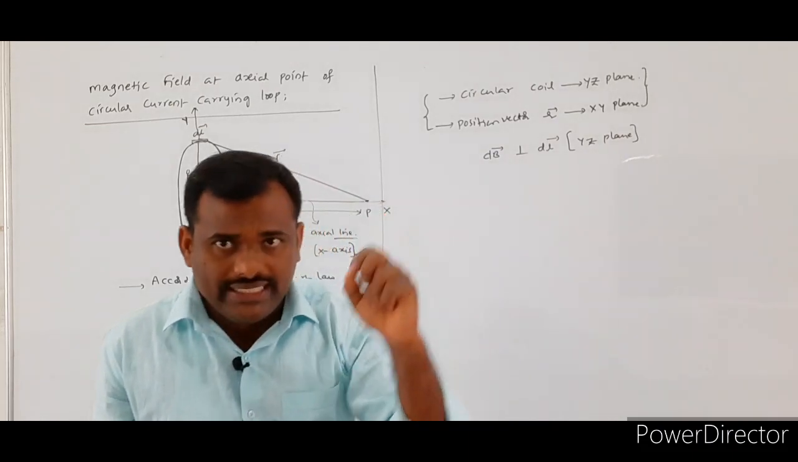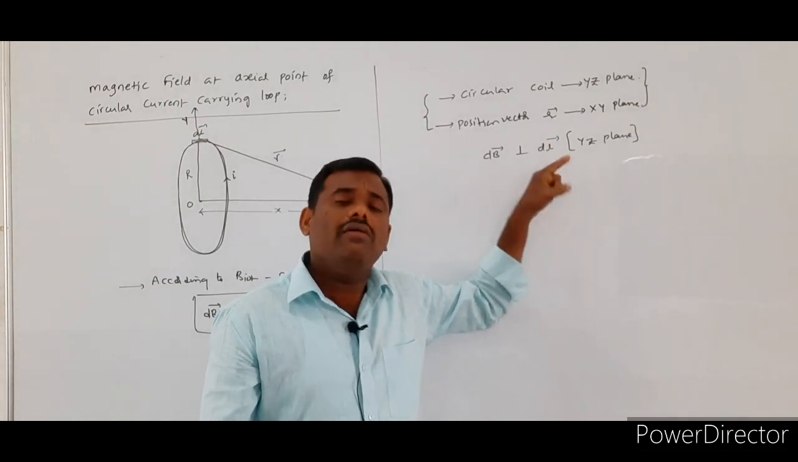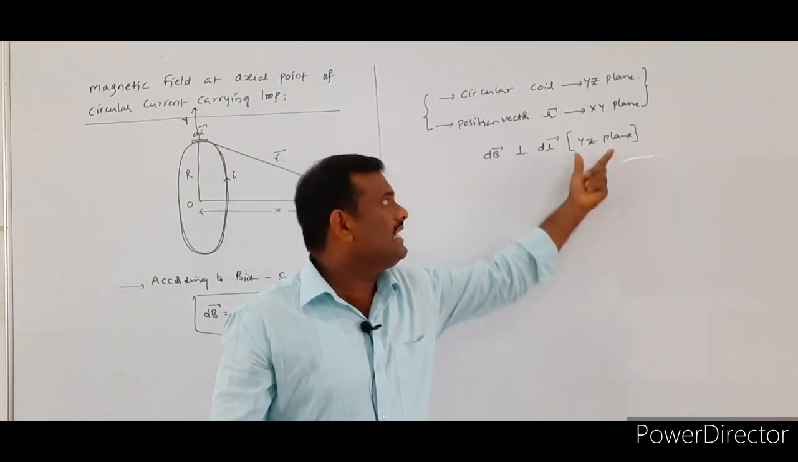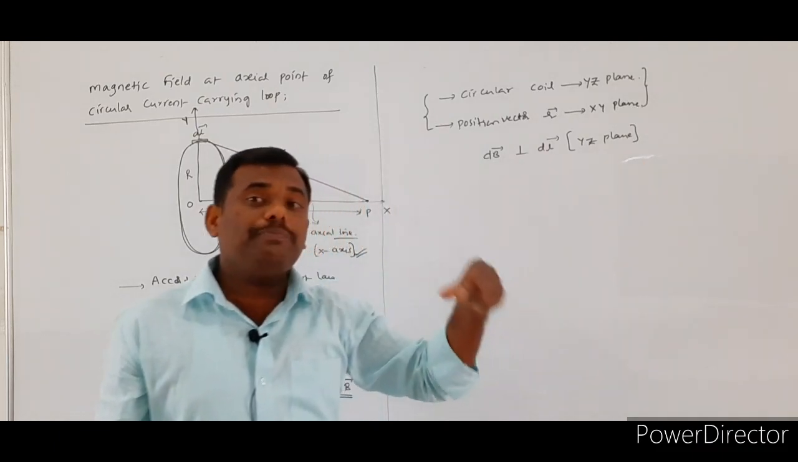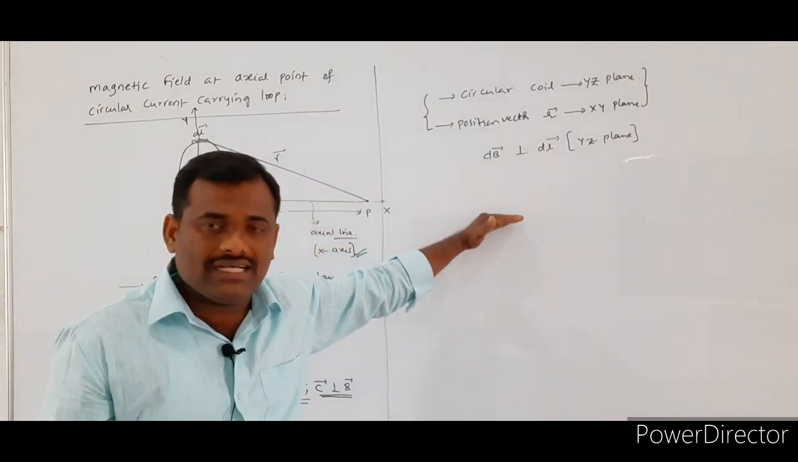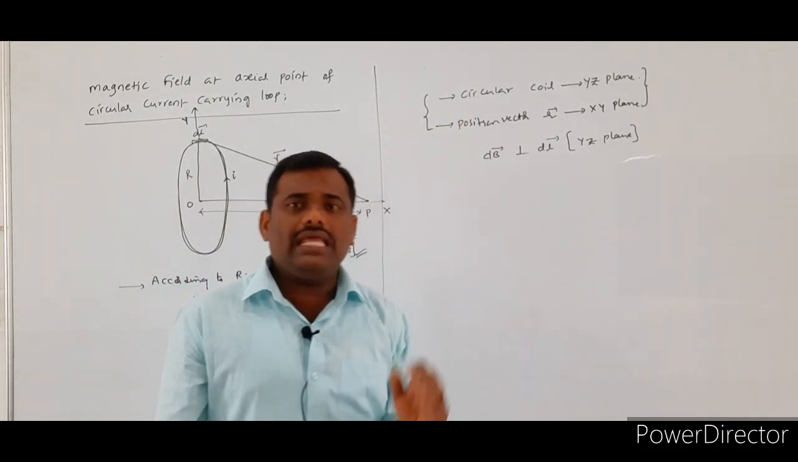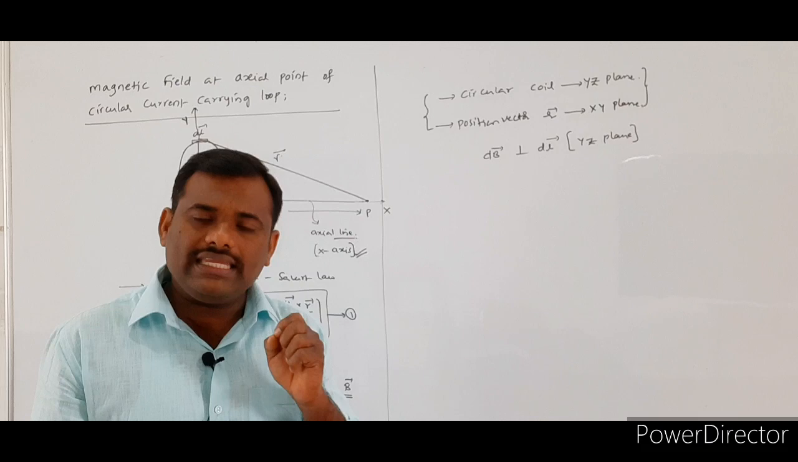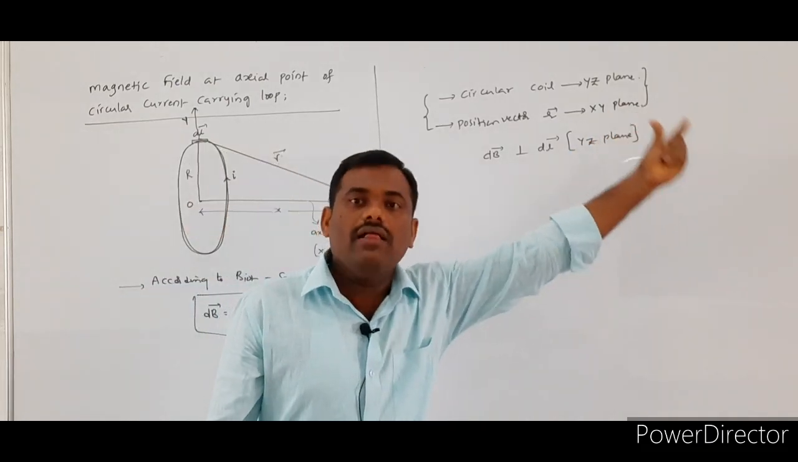Once again, this point is what we needed. So dB bar is perpendicular to dl bar. Where is dl bar actually present? In the YZ plane. So in which plane will dB bar be present? dB bar will exist in a plane which is perpendicular to the YZ plane.